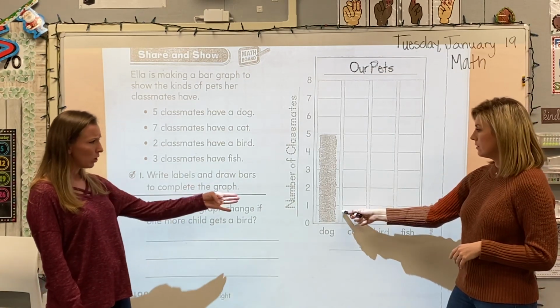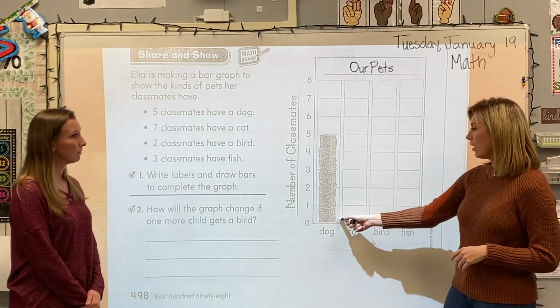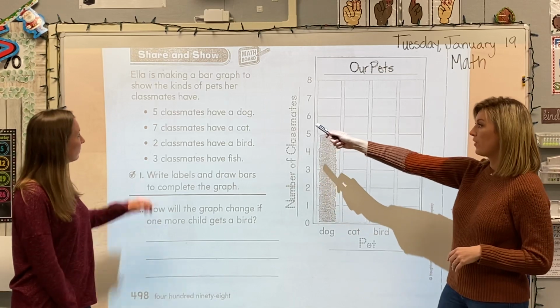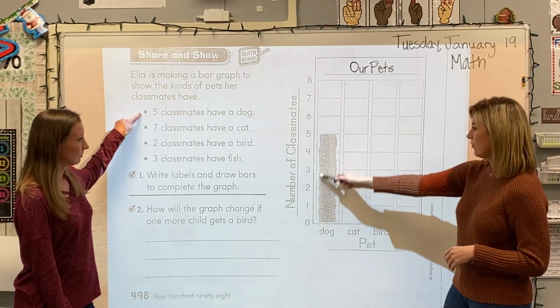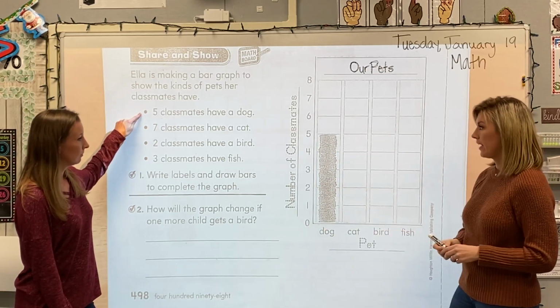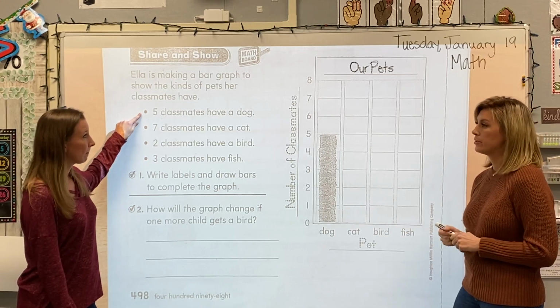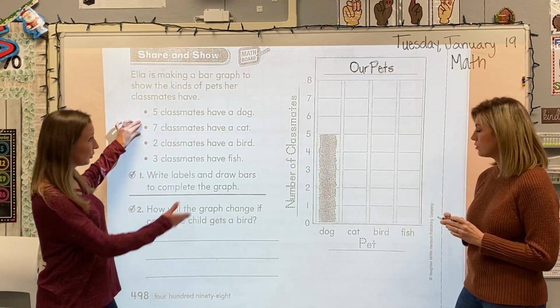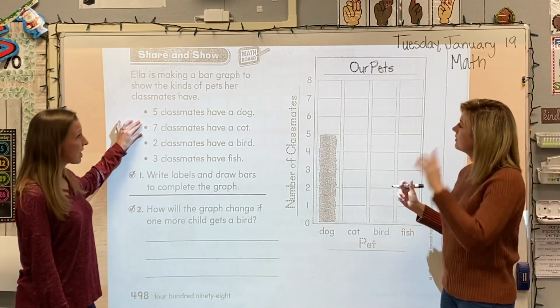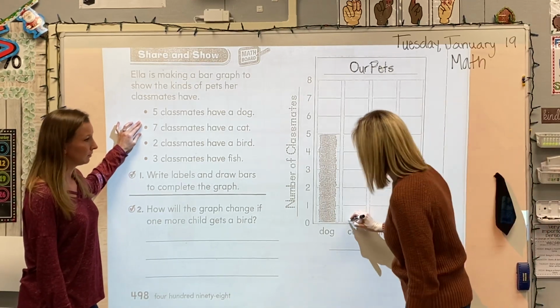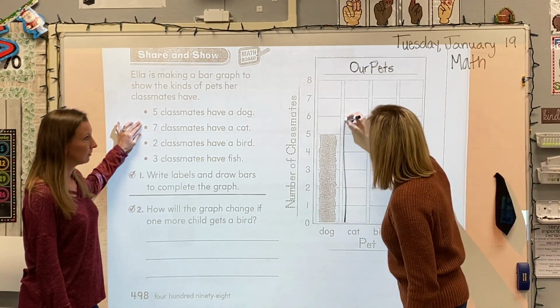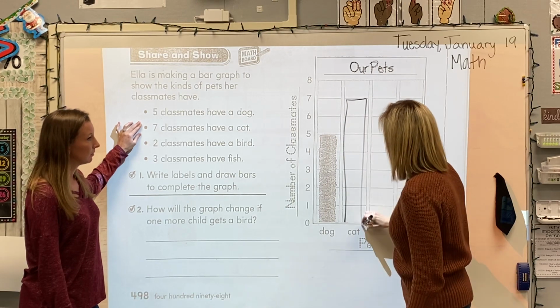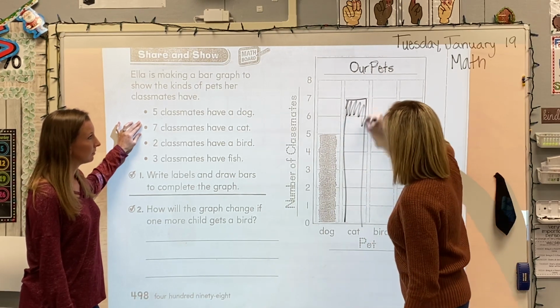I'm noticing there's 1 bar done already. Yeah, they've done dog for us, which you can see that 5 classmates have a dog, so they filled in the bar all the way up to the 5 line. So now we just have to do the other 3 animals. Well, maybe I could read it to you and you can put it on the graph. It says 7 classmates have a cat. All right, so I would take my bar all the way up to 7, and I would just fill it in.